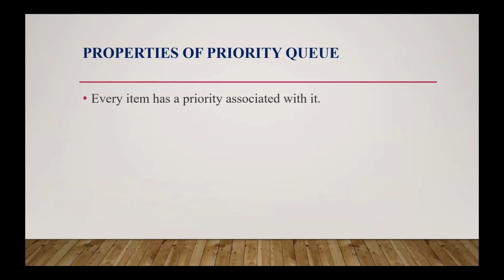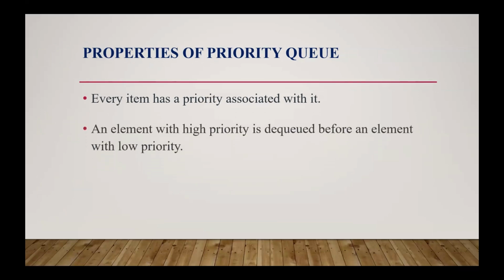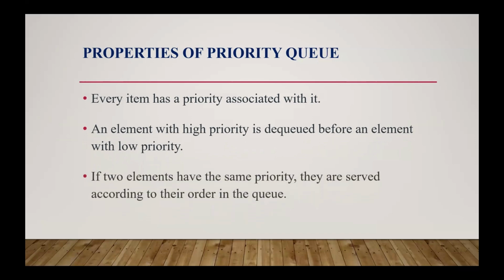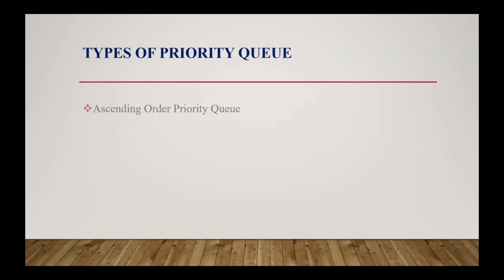So what are the properties of a priority queue? Each and every item has a priority associated with it, meaning data is associated with a priority value. An element with high priority is dequeued before an element with low priority, because the high priority value is stored at the front of the queue. If two elements have the same priority, they are served according to their order in the queue, meaning first come, first out. The element inserted first with the same priority is going to be deleted from the queue first.